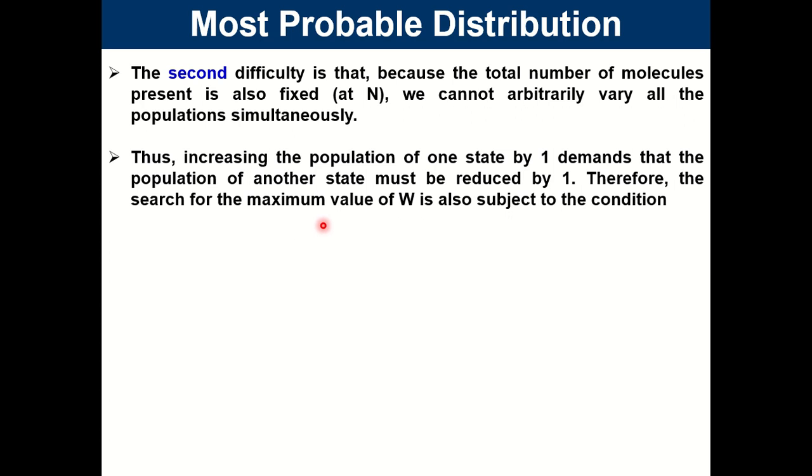So when you search for the maximum value of W, these are always subject to this condition. Mathematically, you can write it in this way: the total number of molecules, capital N, has to be constant. So the summation of Ni must be equal to N, the constant total number of molecules. So these are two conditions that we have now incorporated in our previous description of the number of ways, the statistical weight.